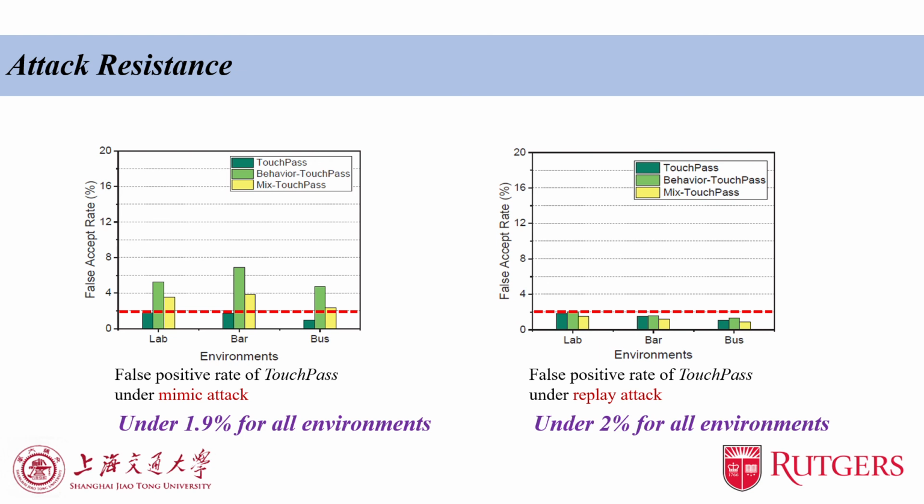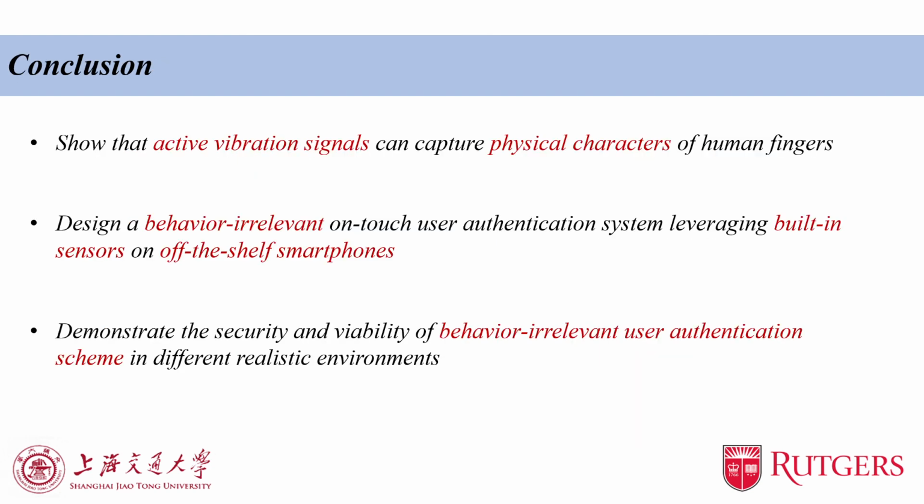So to summarize, we show that active vibration signals can capture physical characters of human fingers, and further design a behavior irrelevant on-touch user authentication system leveraging built-in sensors on off-the-shelf smartphones. And we also demonstrate the security and usability of behavior irrelevant user authentication scheme in different realistic environments.